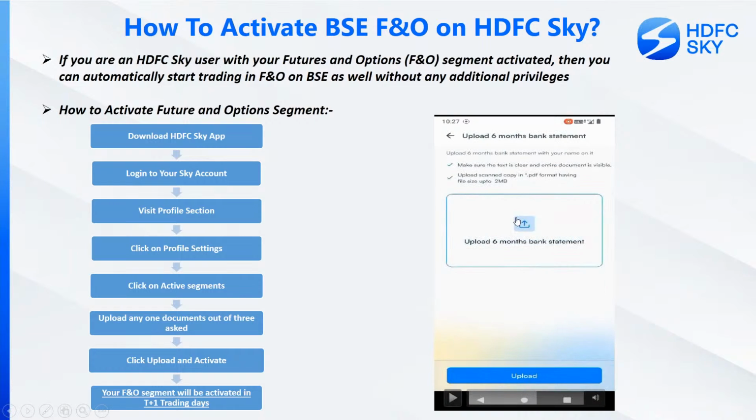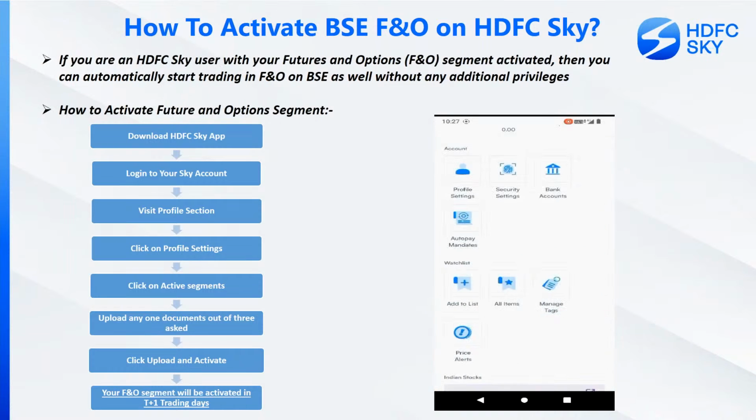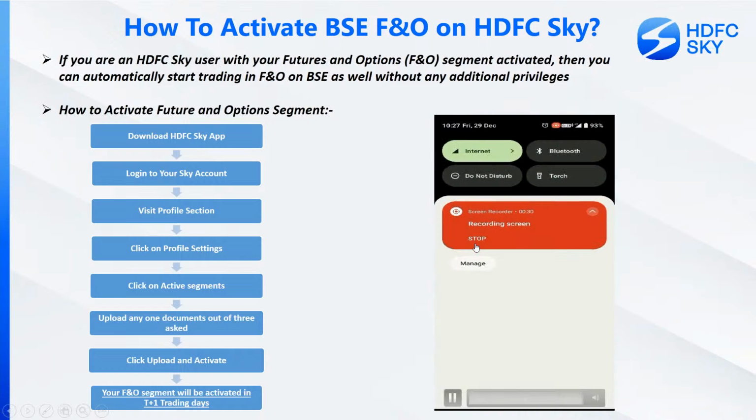Once you click on upload, suppose I need to upload a 6 months bank statement. Based on the condition specified above, once you upload this statement and click on upload, in T+1 trading session your F&O segment will be activated and you will be informed in the same profile setting, so you can see that the particular segment has been activated. So it's a very simple process of activating futures and options segment.